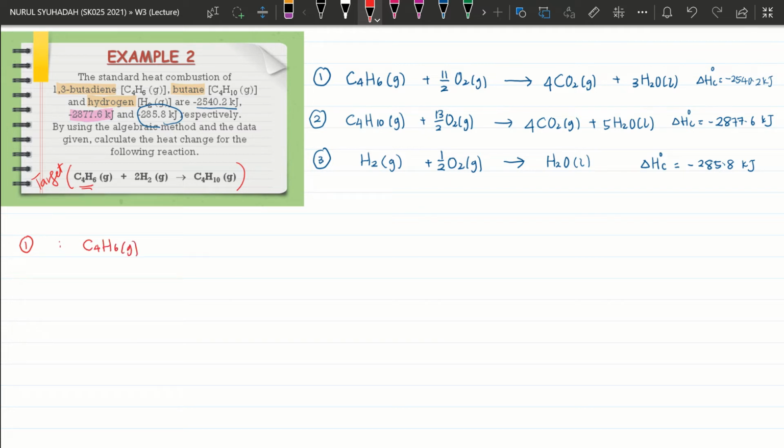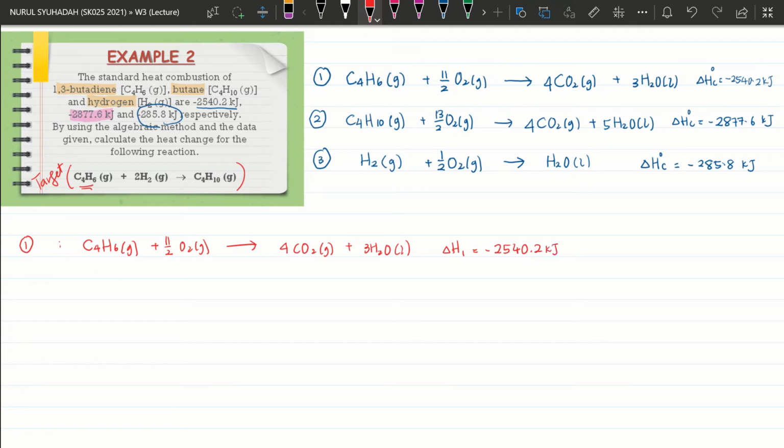C4H6 gas plus 11/2 O2 gas to produce 4CO2 gas plus 3H2O liquid, and put the delta H as delta H1. Okay, negative 2540.2 kilojoule. So leave it as it is.